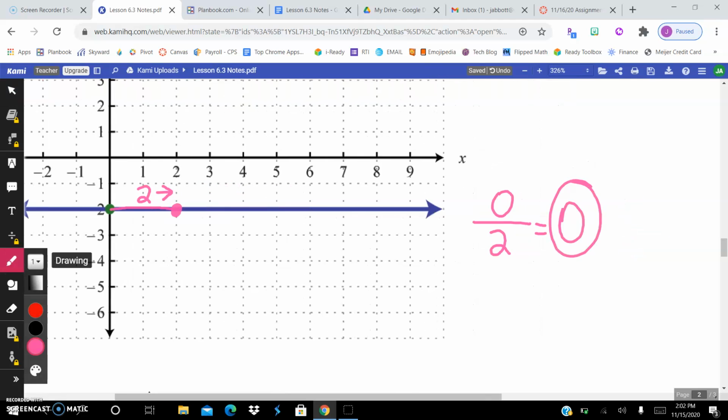So I want you to pay special attention to that. Anytime there's a horizontal line, the slope is 0. So you don't have to figure out what the rise and the run are and then simplify. If it's a horizontal line, the slope is 0.